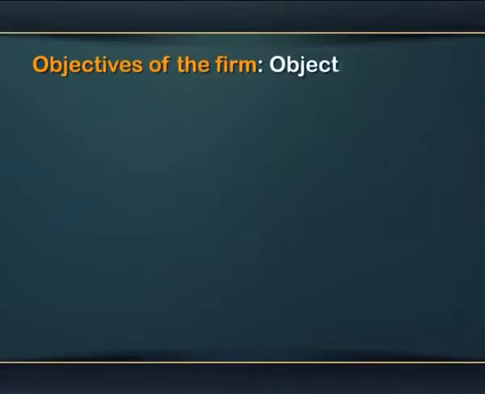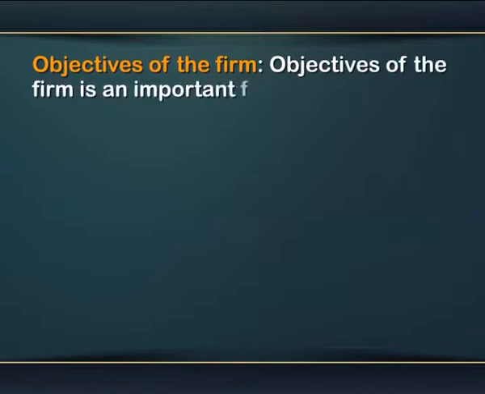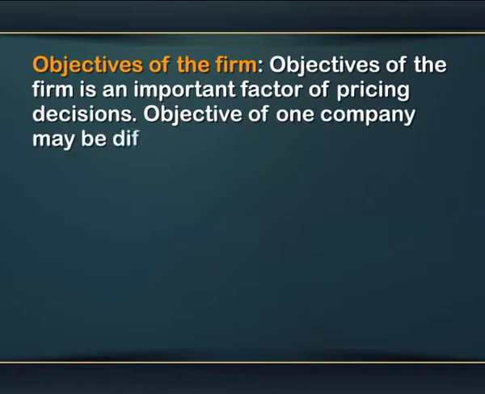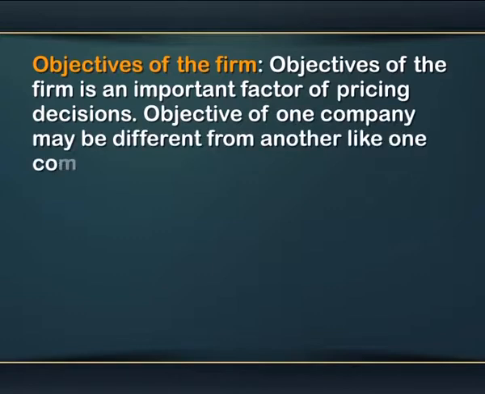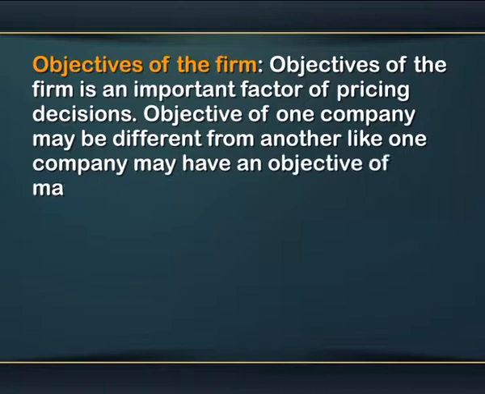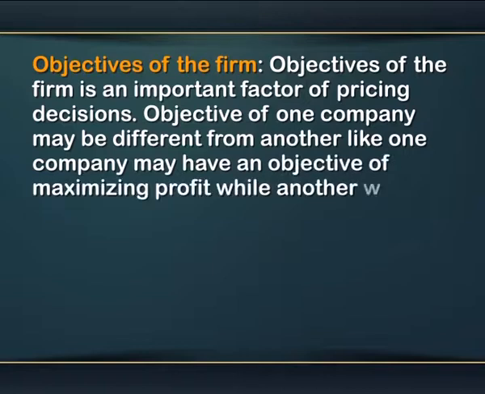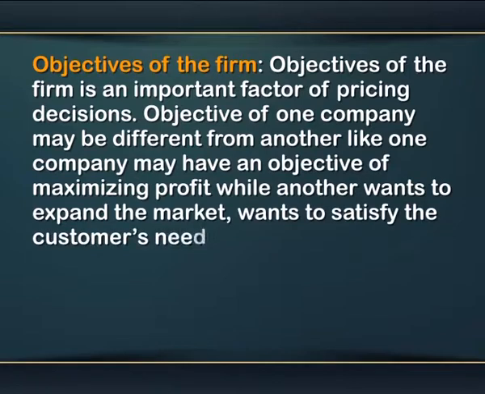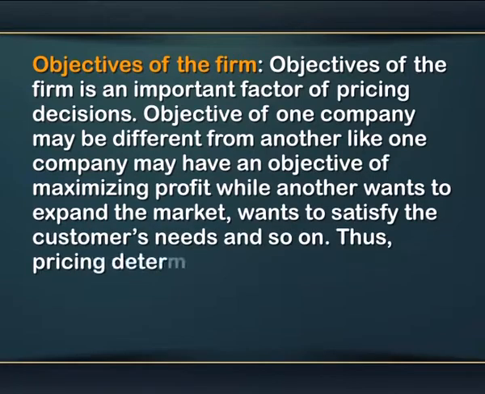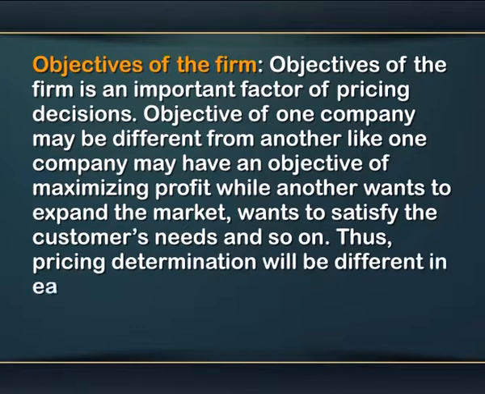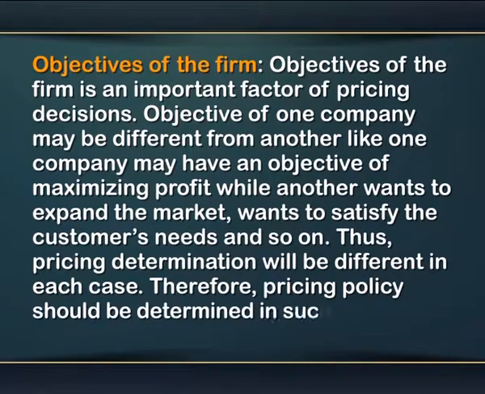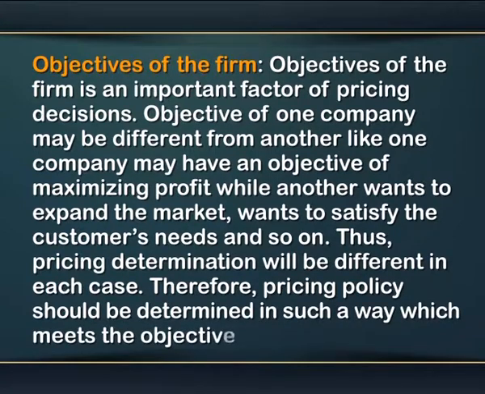Some of the important internal factors are discussed below. Objectives of the firm. Objectives of the firm is an important factor of pricing decisions. The objective of one company may be different from another. Like one company may have an objective of maximizing profit, while another wants to expand the market, wants to satisfy the customer's needs, and so on. Thus, pricing determination will be different in each case. Therefore, pricing policy should be determined in such a way which meets the objectives of the companies.